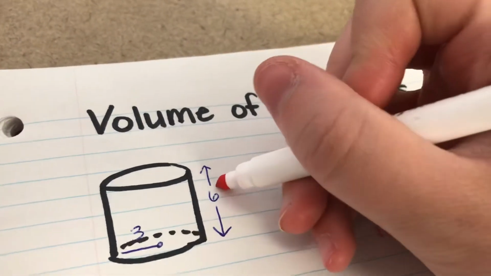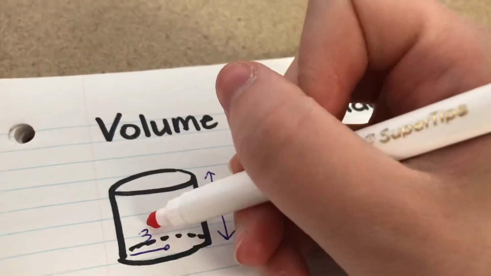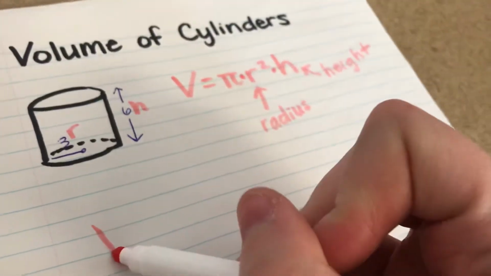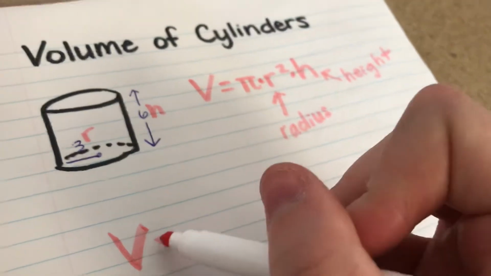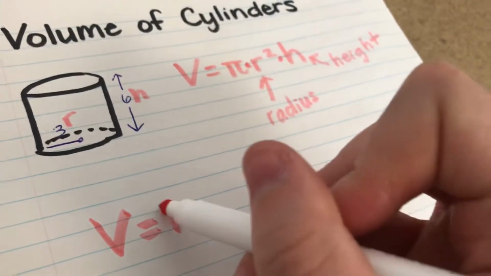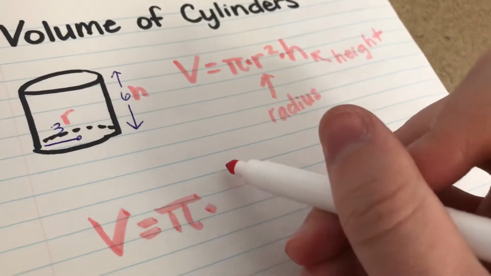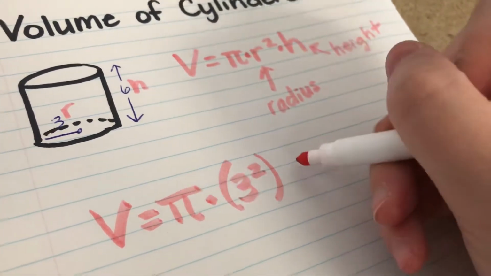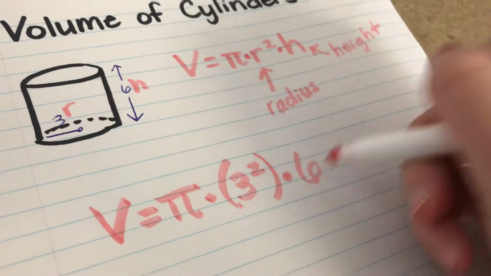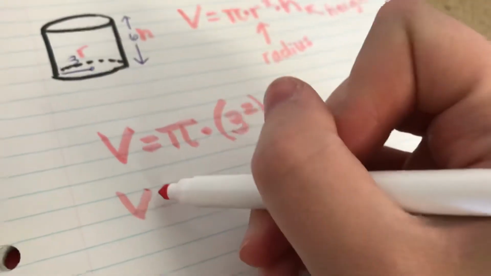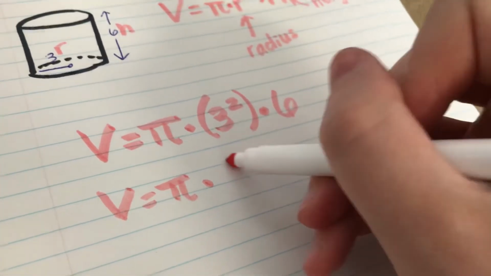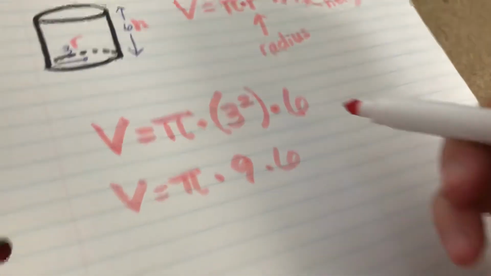So we know that 6 is the h and 3 is the r. So now we can just put our numbers into our formula. So we have volume equals pi times 3 squared, because it's r squared, times 6. So let's simplify that a little bit. Pi times 3 squared is 9 times 6.